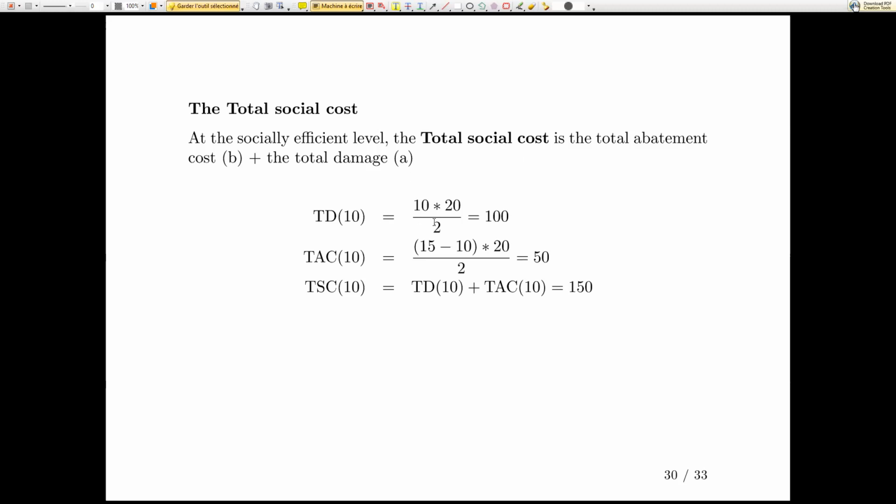So the total damage is 100, as we just did. Total abatement cost is 50. And the total social cost is the sum of both things, so it's total damage plus total abatement cost. Yeah, no, I'm going to learn. You have to learn stuff in this class, so please learn that.